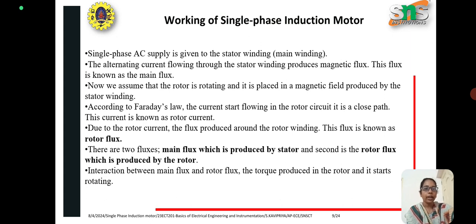And next is the working principle. Supply will be given to the stator winding. Because of that, alternating current starts flowing through the stator winding, which produces a magnetic flux. We call this flux the main flux. We are assuming that the rotor is rotating and is placed in the magnetic field produced by the stator winding. According to Faraday's law, current will flow in the rotor. It is in a closed path, hence we call this current the closed rotor current. Due to the rotor current, flux will be produced around the rotor winding. This flux we call the rotor flux. So there are two fluxes: one produced by the stator, which we call the main flux, and the other produced by the rotor. Because of the interaction of these two fluxes, torque is produced in the rotor and it starts rotating.